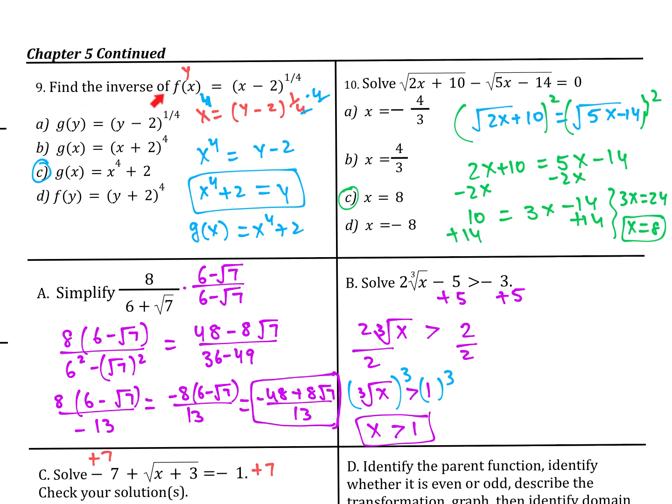Next we have find the inverse. To find the inverse, set f(x) equals y. Now we have a power 1 over 4. To get rid of the power 1 over 4, we multiply by its opposite power, which is 4. Take power 4 on both sides. You got x to the power 4 equals y minus 2. Plus 2 on both sides. You got y equals x to the power 4 plus 2.